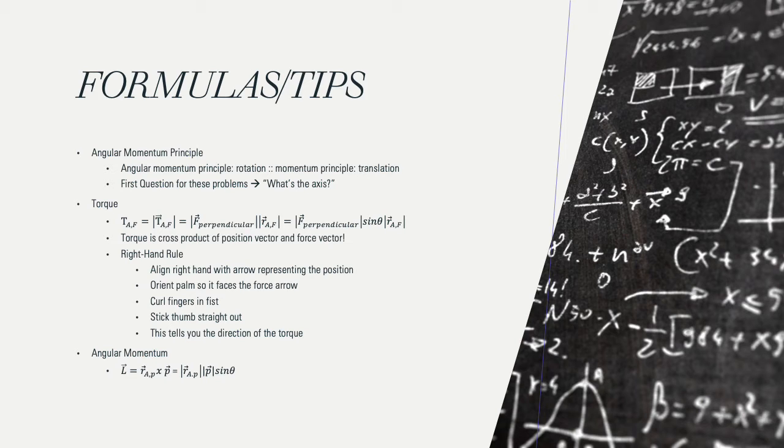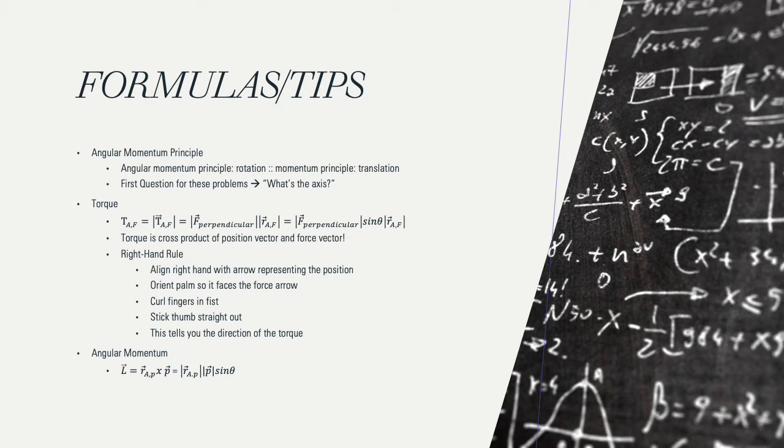And then for torque, we have that torque is equal to F perpendicular times the position vector related to the force and the axis, or the force perpendicular times sine times the position vector related to the axis. And this is a cross product of the position vector and the force vector.